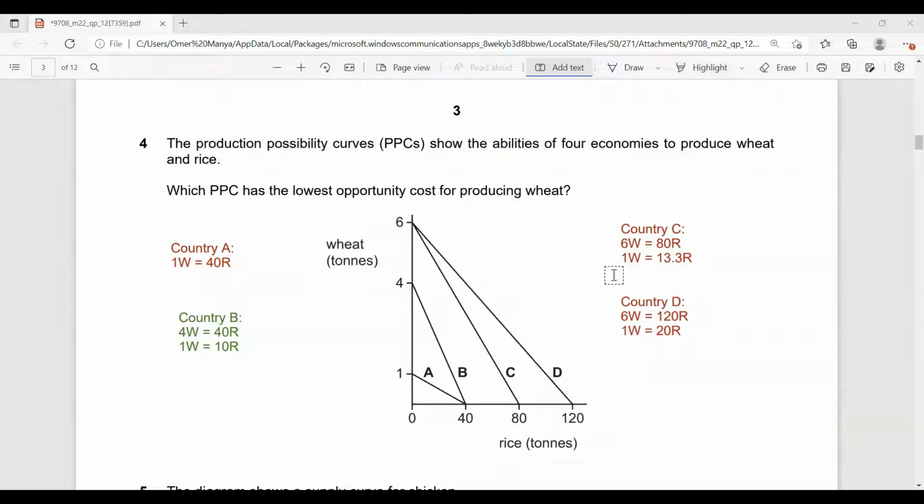We have presented the per unit opportunity cost for country C and country D as well. Every time country C produces 1 unit of wheat, they give up 13.3 units of rice, whereas country D gives up 20 units of rice. So who has the lowest opportunity cost for producing wheat? The answer is country B. They give up the least amount whenever they decide to produce 1 unit of wheat. The answer is B.